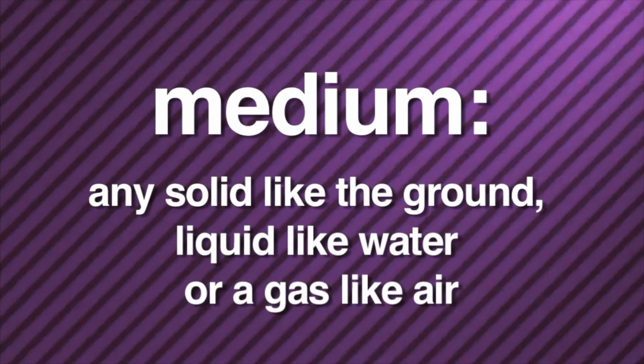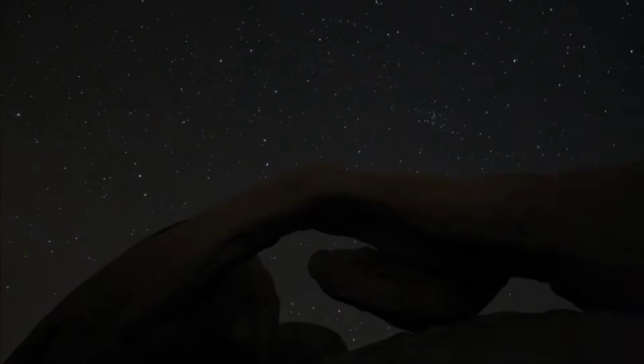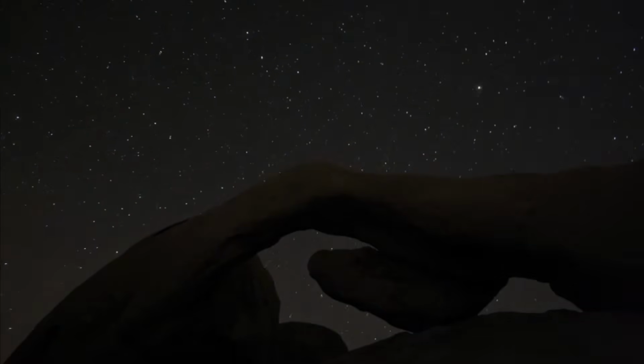Light waves are unique because they don't require a medium in order to travel. A medium is any solid like the ground, liquid like water, or a gas like air. That's why, even though space is a vacuum with no air, you can see light from stars that are thousands of miles away.